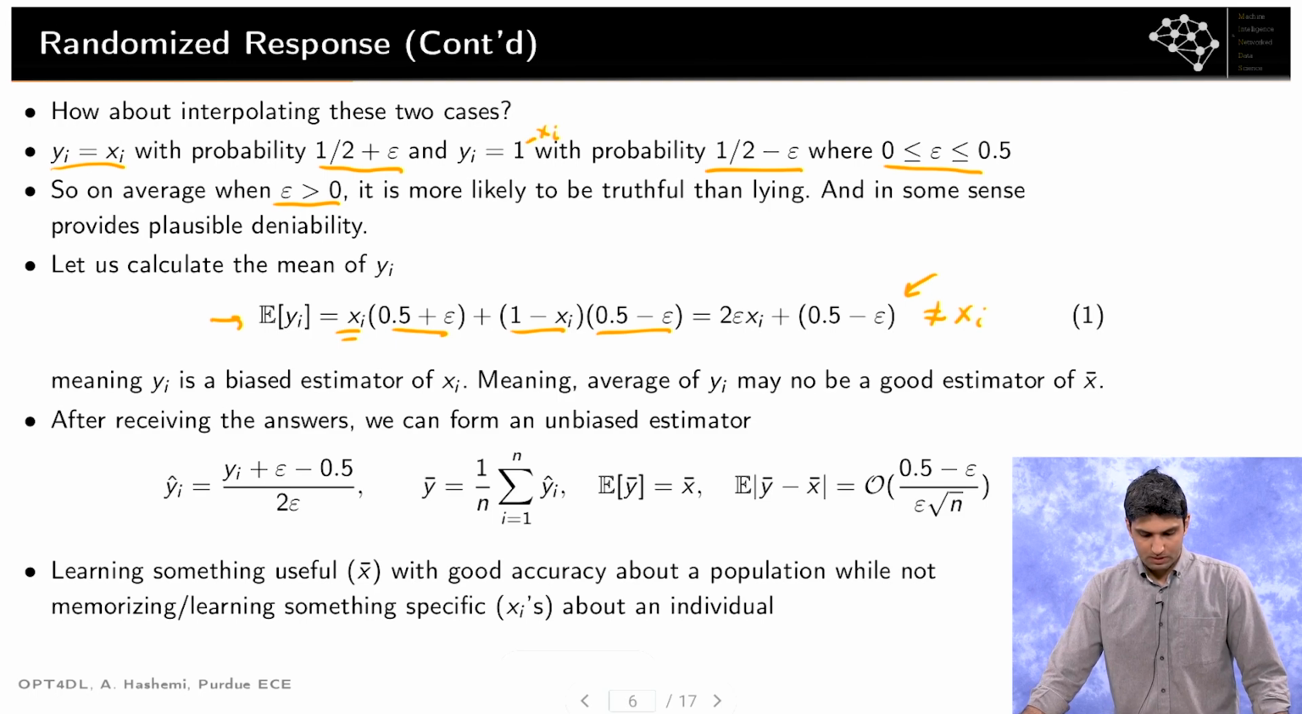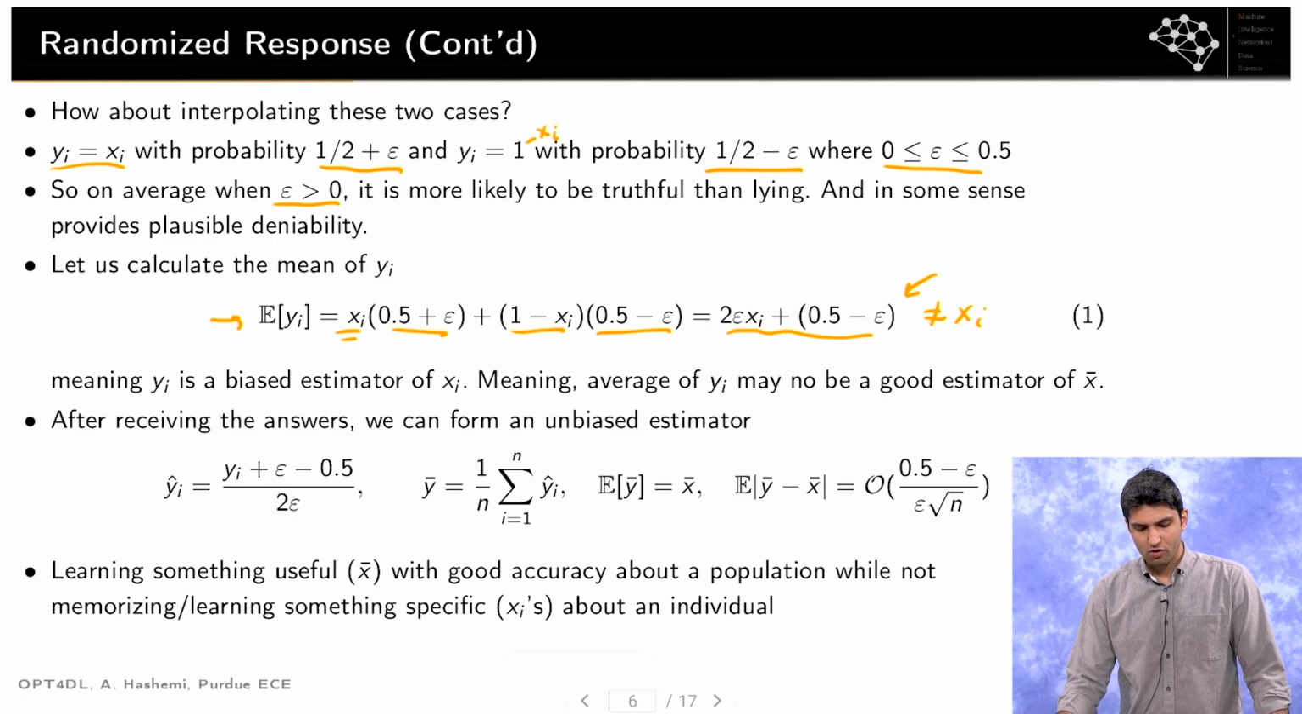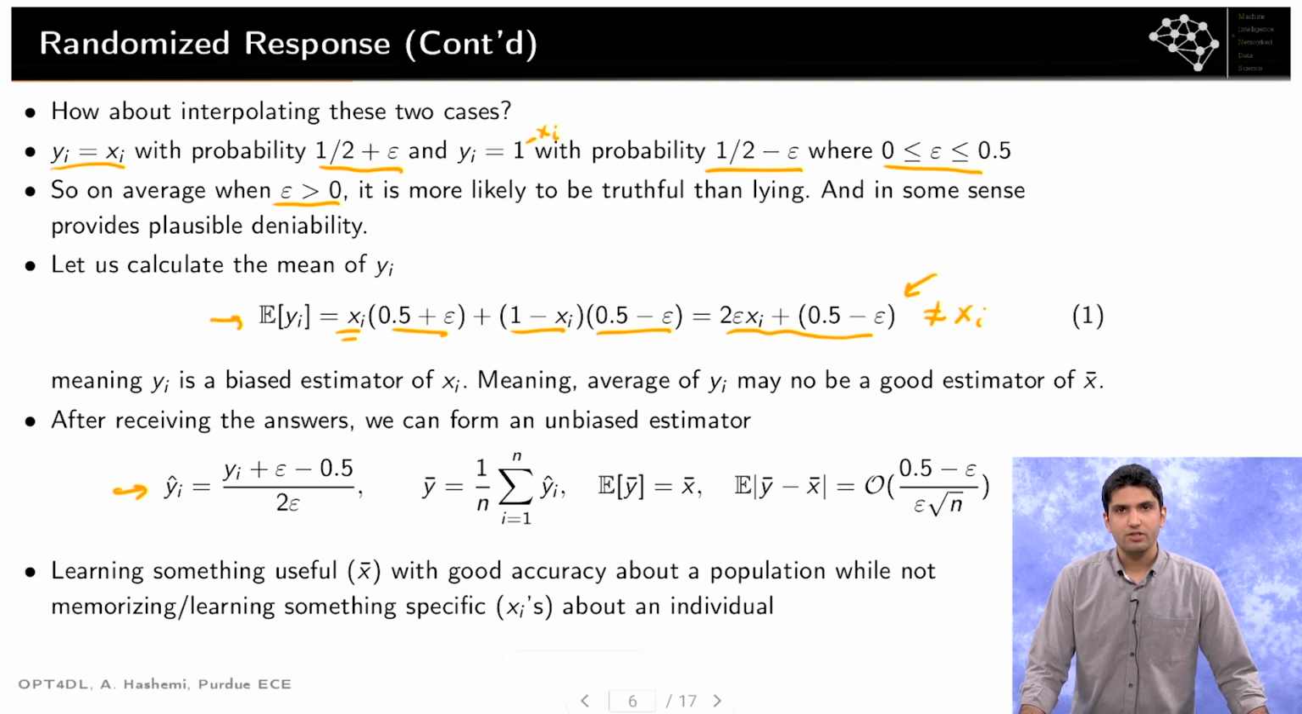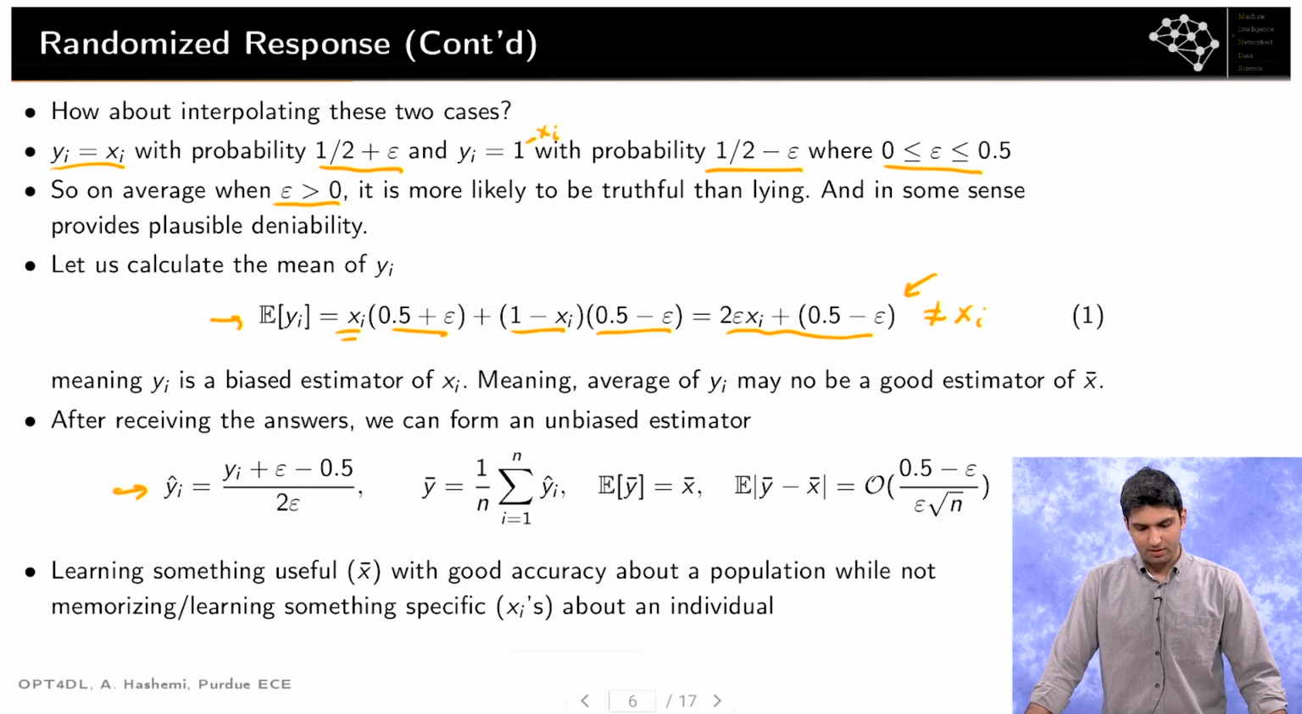So the intuitive idea of averaging these yi's is not going to be a good estimator of the true fraction. But given this simple form, we can do some rearranging to get an unbiased estimator of xi, and take the average of those. In particular, after receiving the answers, if the person who is conducting the survey knows epsilon, they can form this new estimator y hat. It is very simple to see that this is going to be an unbiased estimator of xi. So for each response they form this y hat, and then they take an average over the entire pool of professors, and this will be a good estimator of the true fraction x bar.